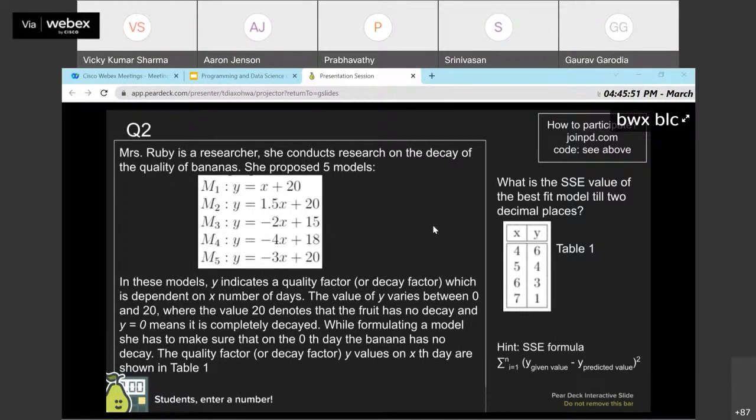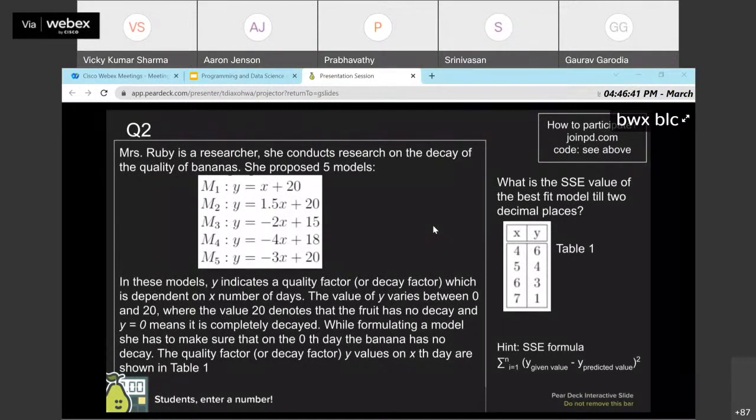Did you get the SSC value? I just applied model 5 because it is in the negative form, and if x is equal to 0, I get y is equal to 20. So I used model 5, y is equal to minus 3x plus 20, and I got the answer as 104. I guess you won't be getting that as the answer. But why did you choose model 5? Because x is in negative form, and when x is 0, y will be 20, which means on the 0th day there is no decay. Right, that's a nice strategy, and I think you got the main thing. What you are telling is perfectly right.